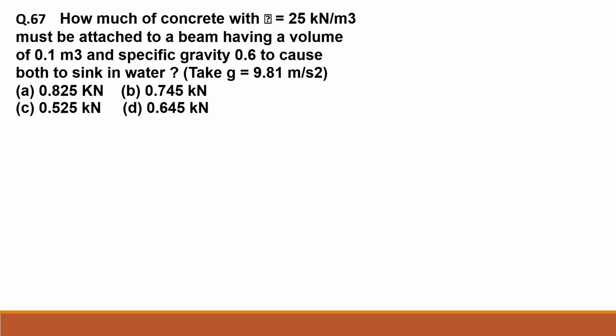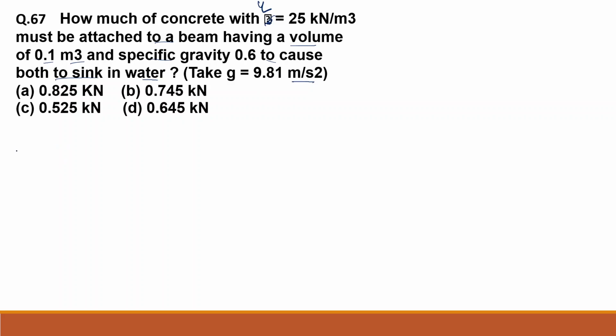We will be moving to question 67. How much concrete, with gamma equal to 25 kilonewton per meter cube, must be attached to a beam having a volume of 0.1 meter cube and specific gravity 0.6 to cause both to sink in water? Gravity is equal to 9.81 meter per second square.